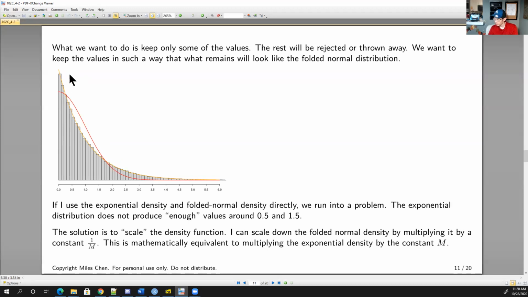Again, there are spots where the exponential density proposed too many values, and spots where it didn't propose enough. So I'm going to scale the red line down so that it fits underneath, or scale the orange line up so it's entirely larger than the red line. Either I multiply orange by m, or I divide red by m. Whatever that scaling factor 1.32 is, we're just going to scale by it.